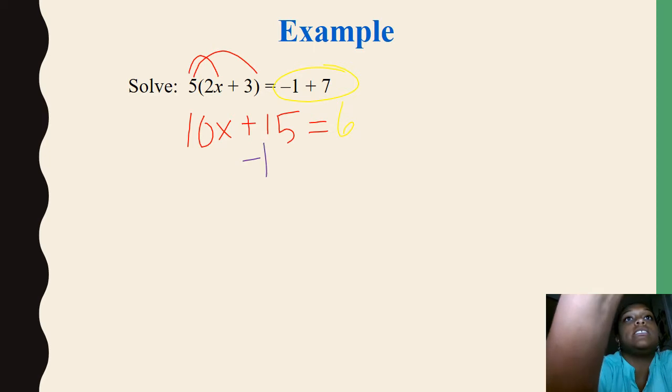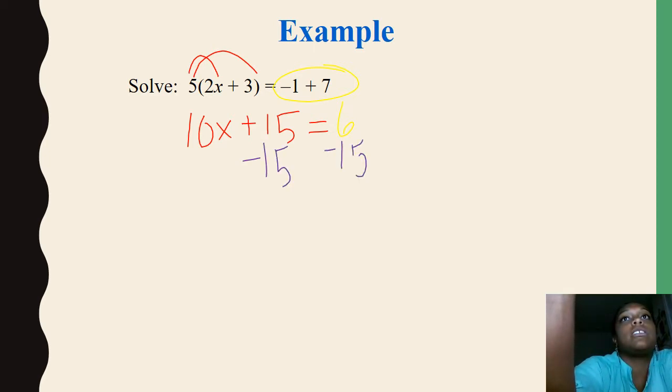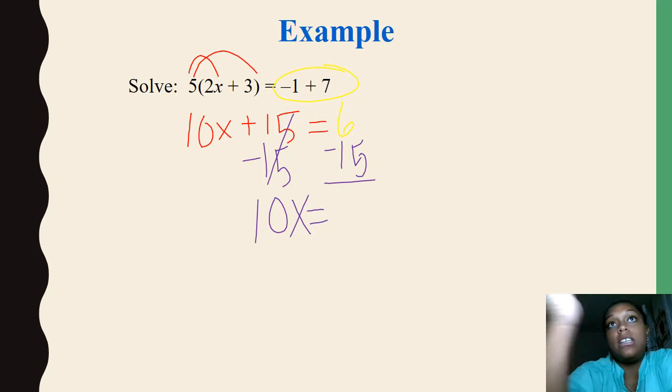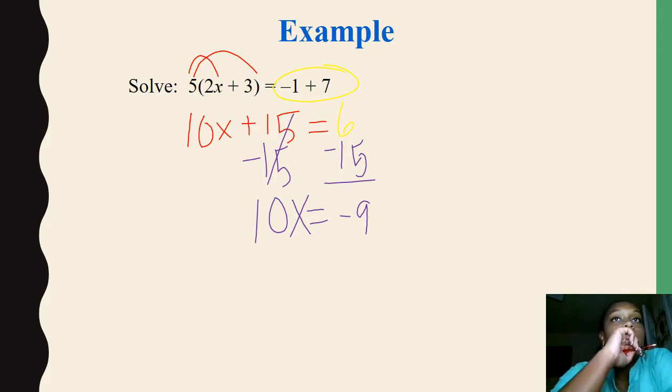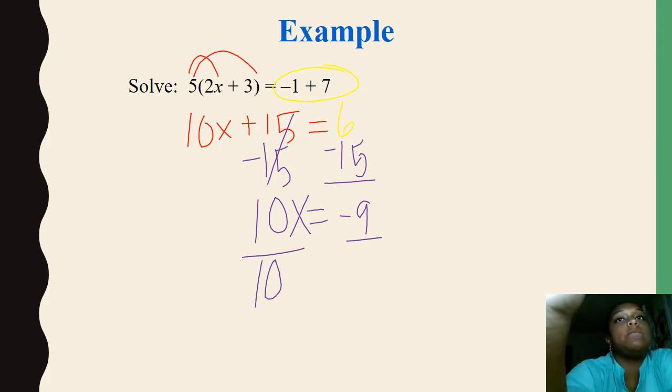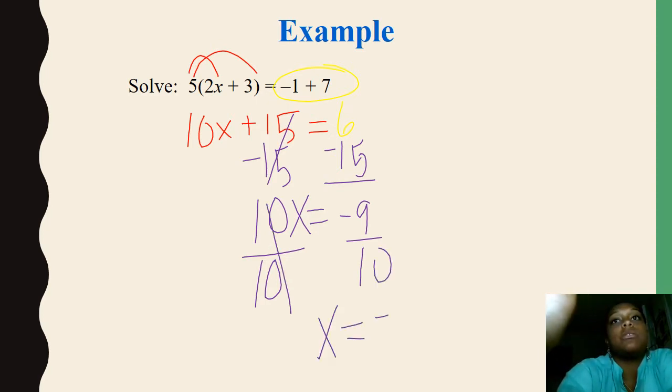Remove my constant away from my variable. I get 10x equals, I'm subtracting, 15 minus 6 is 9. However, my 15 was larger, so it's a negative 9. I'm multiplying, and the opposite of multiplication is division. So now I get x equals negative 9 divided by 10.